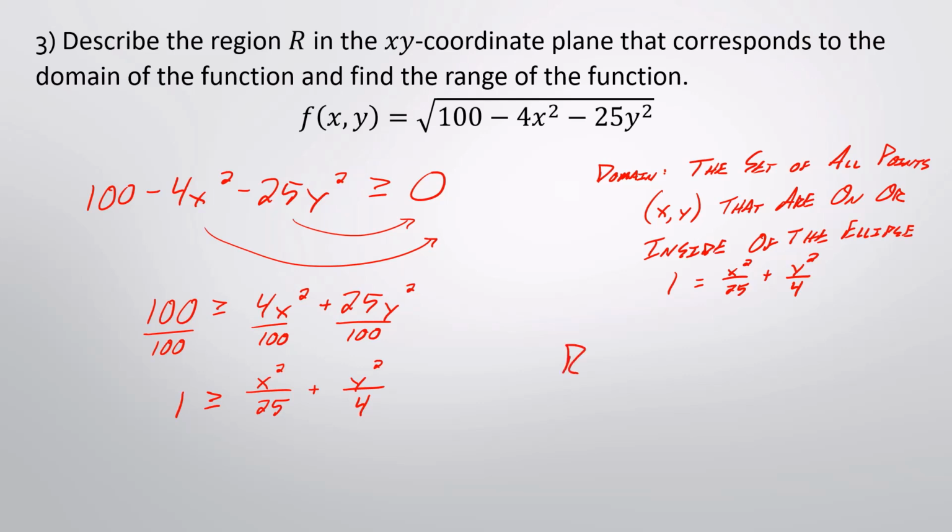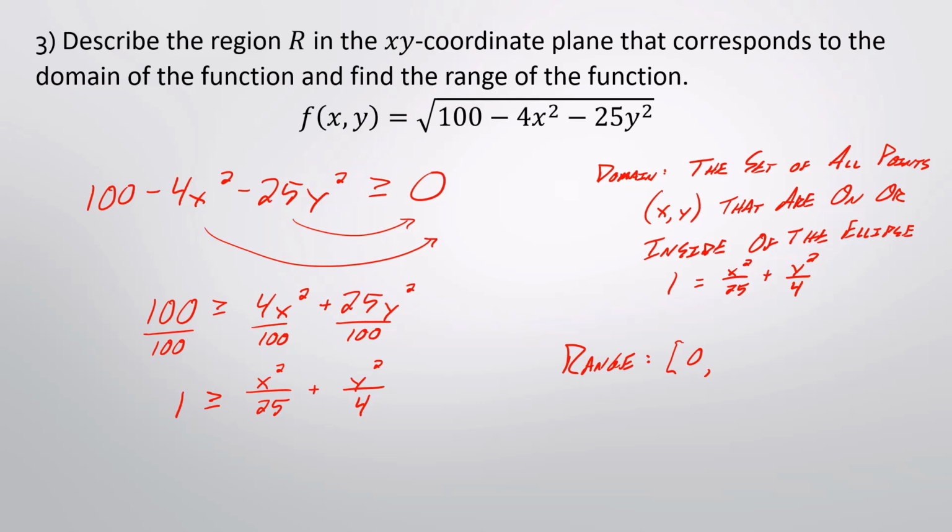The range, on the other hand, now I just need to think of what is possible as an output. So this is now with the square root as that big main function here. I just need to think what the options are with that square root. The smallest number I can really get on the inside is 0. In fact, anything that falls on the ellipse itself would give us 0. So the smallest value is 0, including 0.